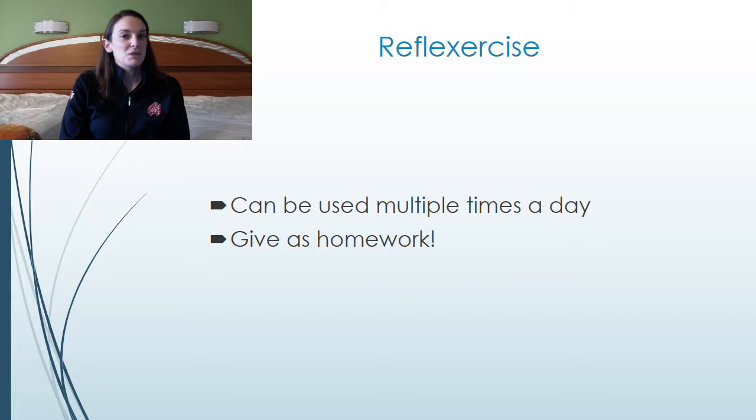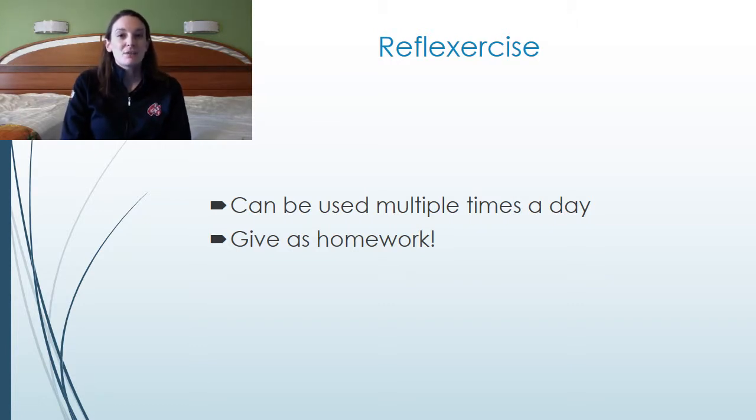Reflexercise is something that can be used by your patients multiple times a day. For breathing, when we talk about slowing their breathing down, I usually give them the in for 4, hold for 2, out for 4, hold for 2 process, and then we do 3 sets of that for one reflexercise treatment.